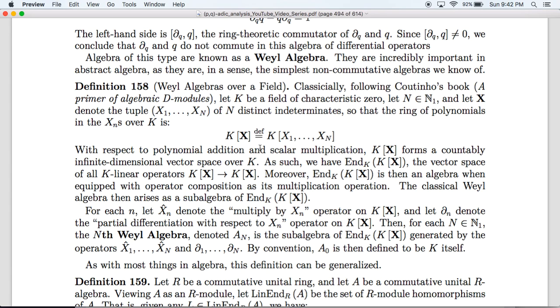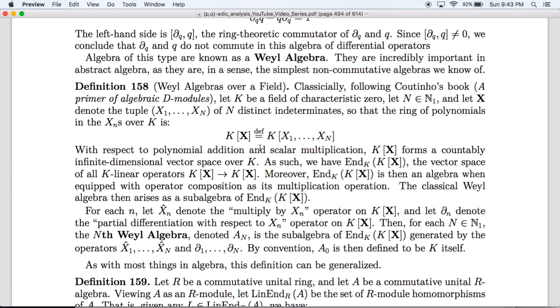These are End_K(K[X]). This is the vector space of all K-linear operators from K[X] to itself. Note that this endomorphism ring then becomes an algebra when we equip it with the operation of composition as its multiplication operation. Classically, the Weyl algebra arises as a particular subalgebra of this endomorphism algebra.